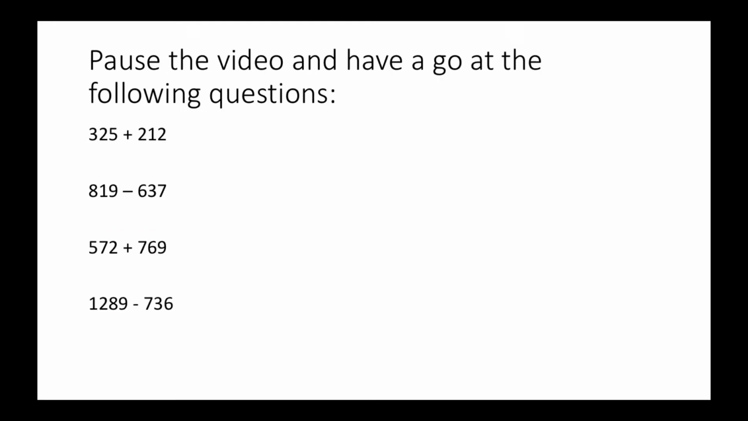So there's a few here to have a go at. Just pause the video and have a go, and then I'll go through the answers. Okay, so if you've paused the video, here are your answers. 325 plus 212 is 537. 819 minus 637 equals 182. 572 add 769 is 1341. And then 1289 take away 736 is 553.